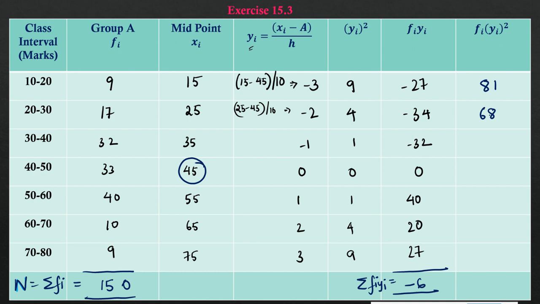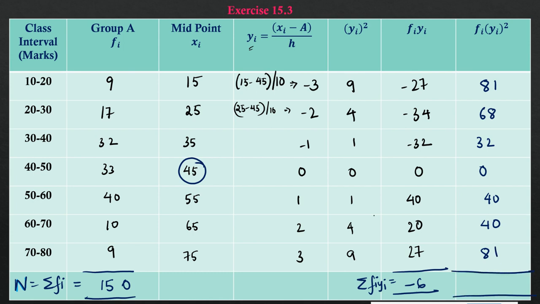Then for this one, minus 32 and plus 32. It is going to be plus 32 fy. Yes. Then next, anything multiplied by 0 is going to be 0. Next, we have 40 and 1, which is going to be 40. And again, it is going to be 40. And here it is going to be 9 multiplied by 9. Again, it is going to be 81.